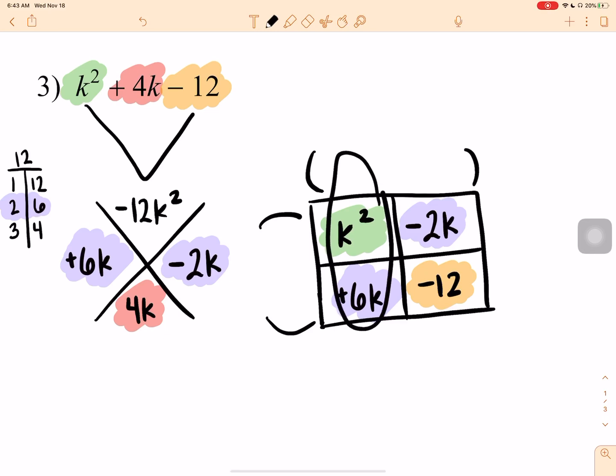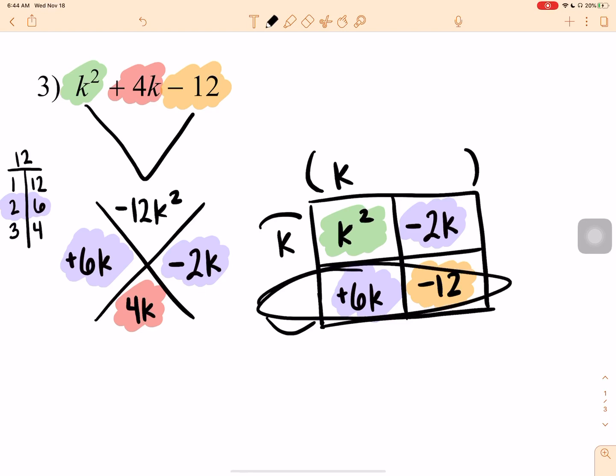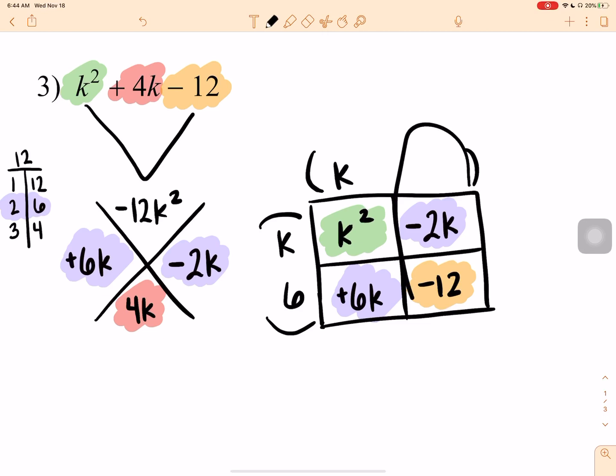So here, k squared and 6k, they both have a k in common, no other coefficient besides 1. Same thing here, k squared and negative 2k, their GCF is a k. Now here I have 6 and 12. That would be a 6. They're both divisible by 6. Here I have both of my negatives, so I'm definitely going to pull out a negative. And those terms are both divisible by a 2.